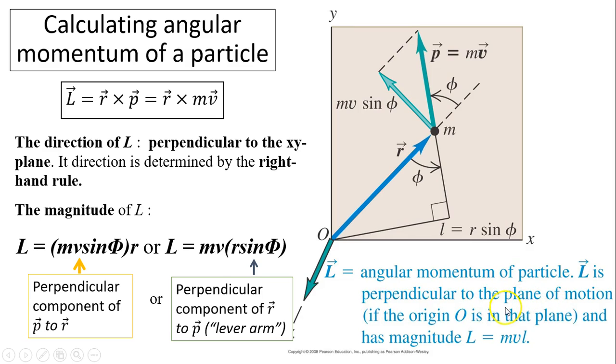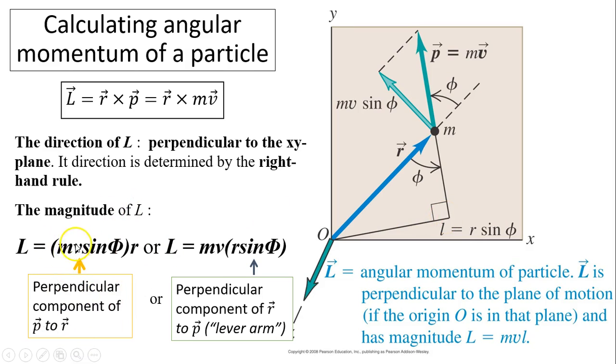L is the angular momentum of the particle. L is perpendicular to the plane of the motion if the origin O is in that plane, and has a magnitude L equals mv little l. What is little l? Little l is a lever arm. Remember this line, p equals mv, is a line of action. The lever arm is the perpendicular distance from O to that line of action. So this line is the lever arm. That's little l.